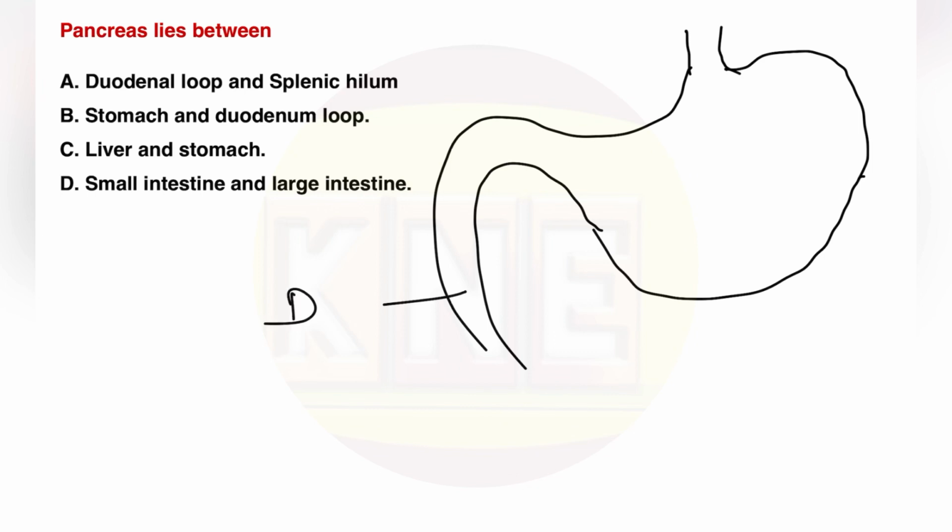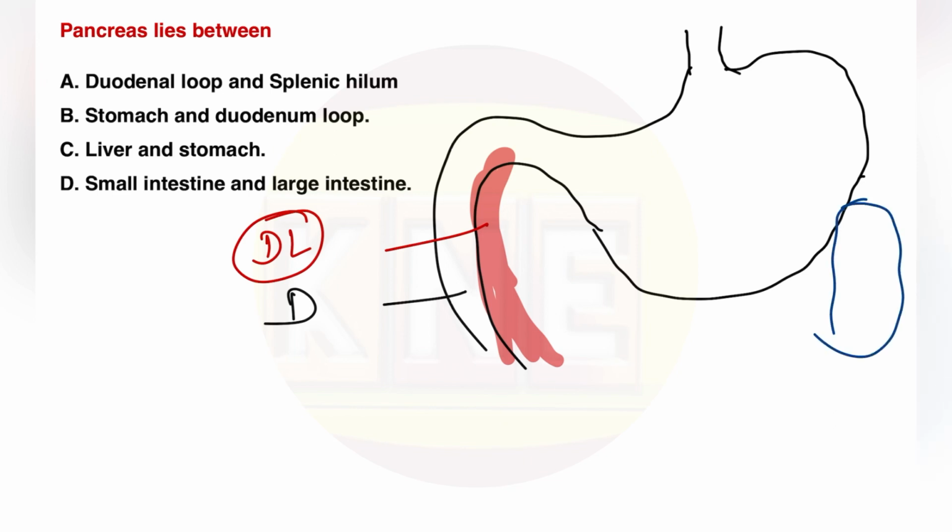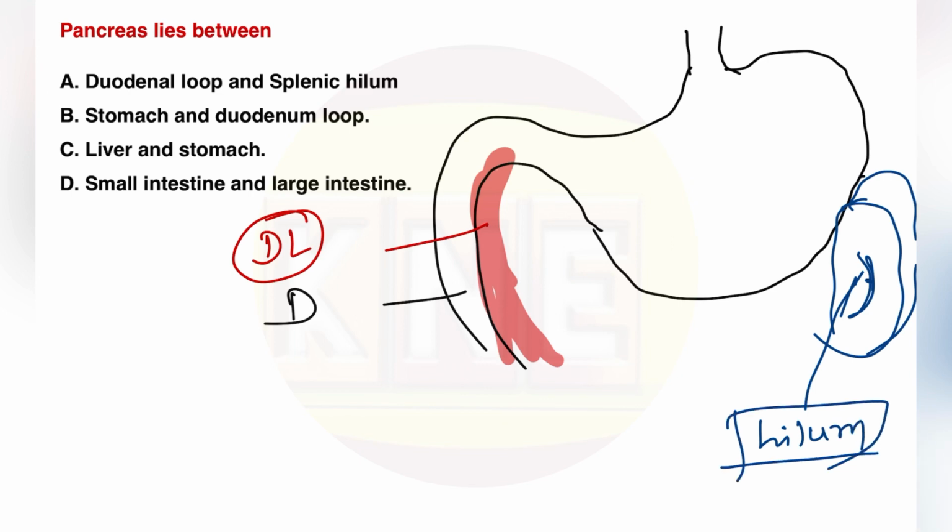So this loop is called the duodenal loop. What do you call it? Duodenal loop. And here we have another one, there is a presence of the spleen. This part of the spleen will be called the hilum. So in between the duodenal loop and the hilum, what can we find? We get the pancreas.